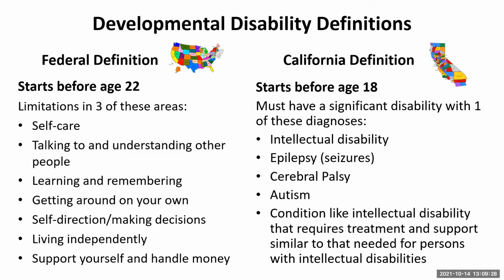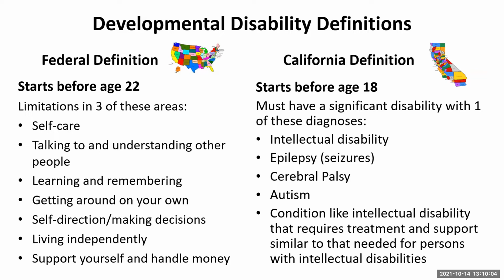There are two different definitions of developmental disabilities. There's a federal definition, and then there's the California definition. The federal definition is what the state council follows, and it actually serves people beyond the California definition, which is what the regional center follows. The federal definition starts at age 22. The California definition starts at age 18, which means you have to have had the disability. You're either born with it or you have the disability before you turn that age.